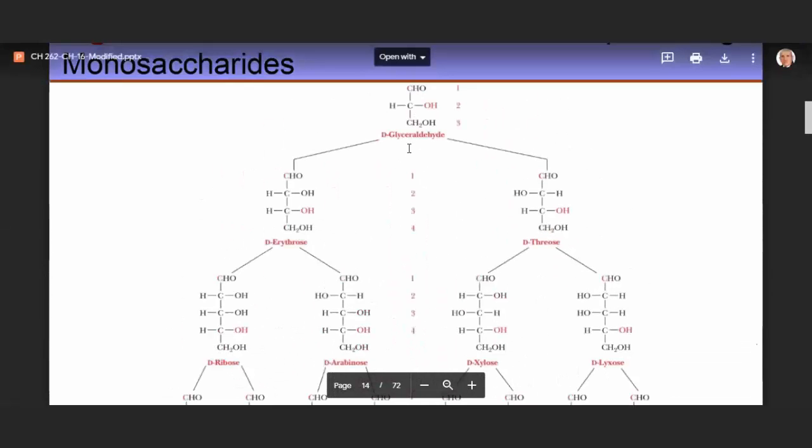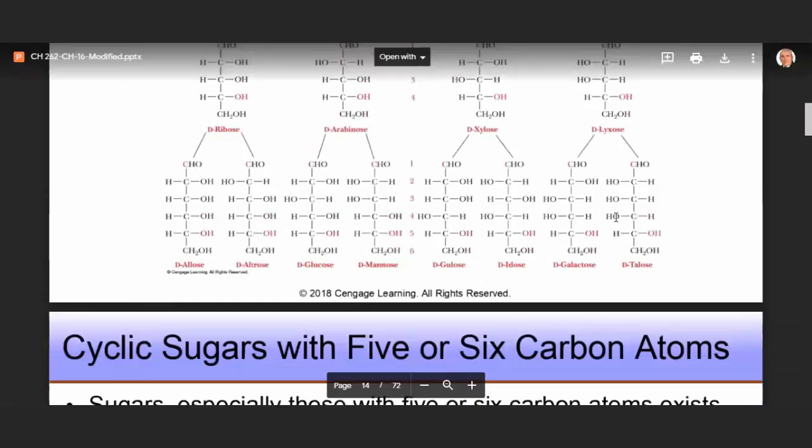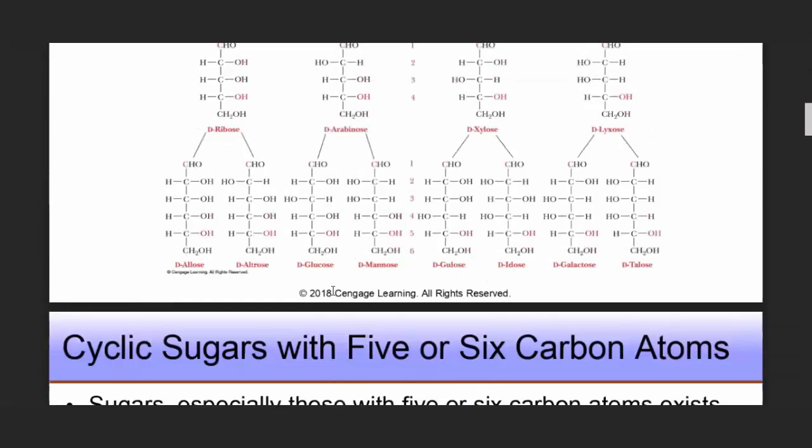Then we talked about this is the simplest triose, then tetrose, then these are pentoses, and then we have here hexoses, 6 carbon. If we take, for example, D-glucose and D-mannose, they are next to each other. Are they mirror images? No. So they are stereoisomers.